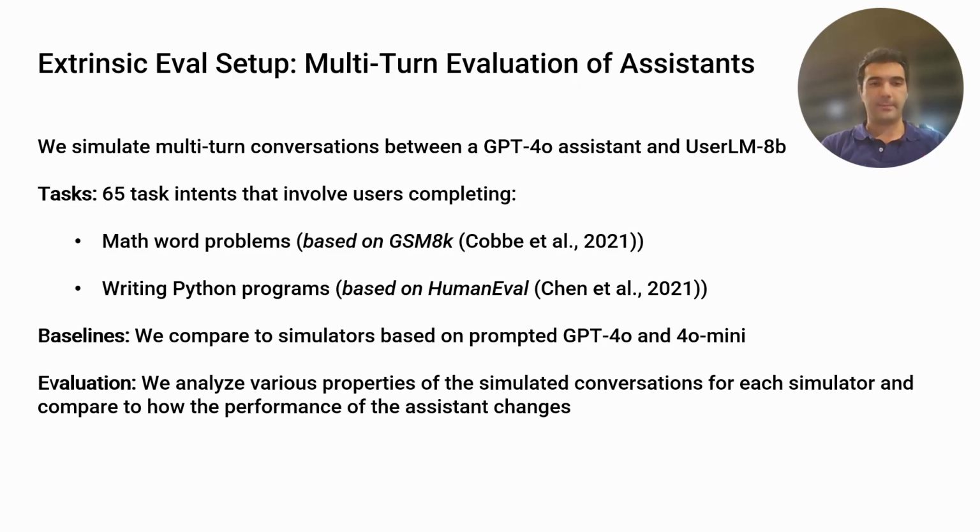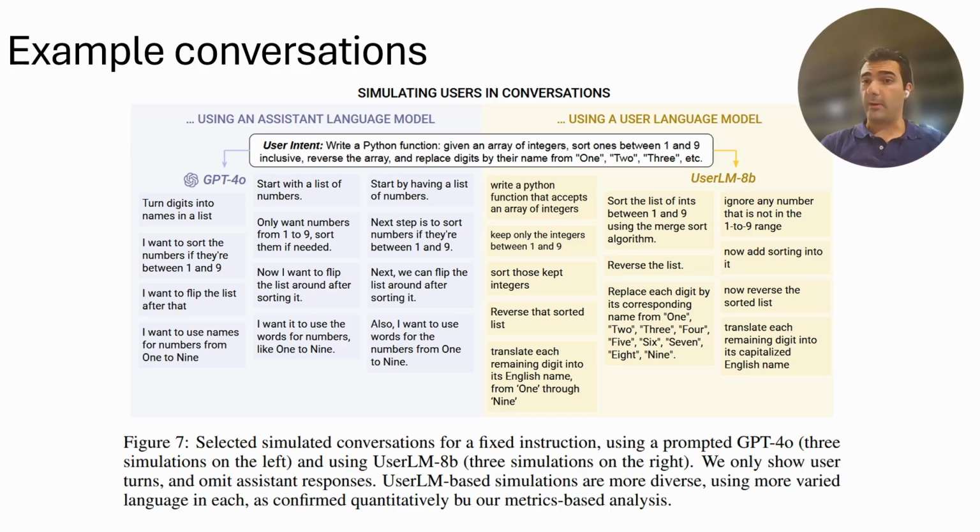Okay, so just to show you an example, the user intent might be something like: write a Python function. This is from HumanEval, like we saw. Given an array of integers, you have to sort them between 1 and 9 inclusive, reverse the array, and replace digits by their name, 1, 2, 3, etc. And if you look on the left here, these are 3 conversations simulated with GPT-4o. What you'll notice is that though they look a little bit different on the surface level, they are very, very similar. The order in which information appears, the wording that is used, and the number of shards is always 4 here. So: turn digits into names in a list.